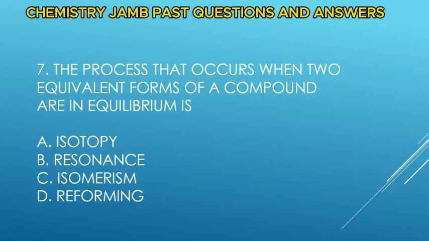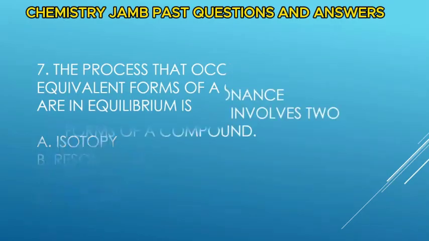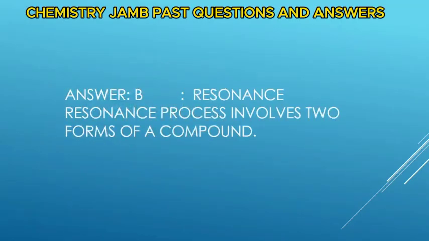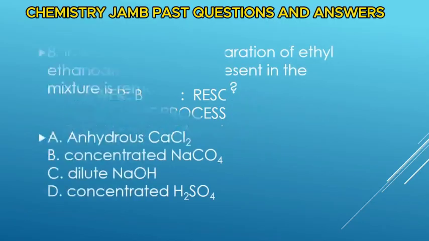Question number 7. The process that occurs when two equivalent forms of a compound are in equilibrium is A. Isotopy, B. Resonance, C. Isomerism, D. Reforming. The answer is B, which is resonance. Resonance process involves two forms of a compound.